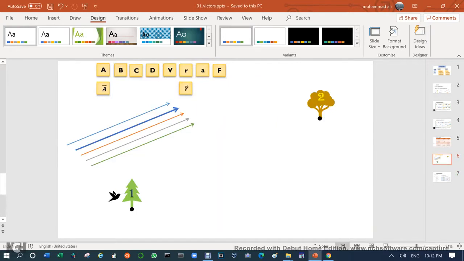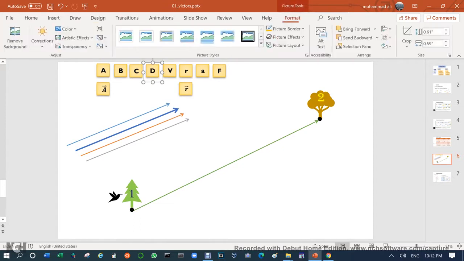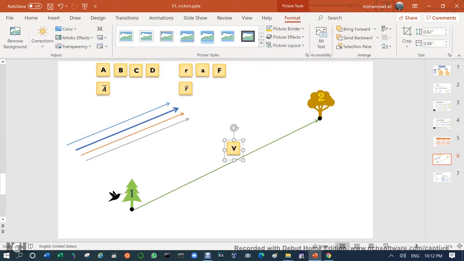If we have this bird, for example, that needs to move from tree 1 to tree 2, it can go directly using this way. This is a vector. We can name this vector any name you want. We can name it V, for example. You are free.